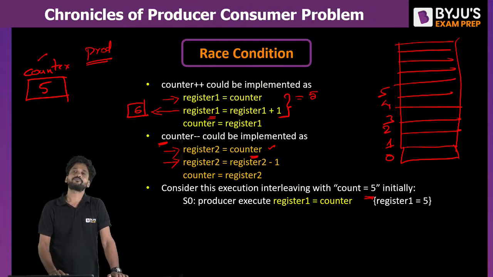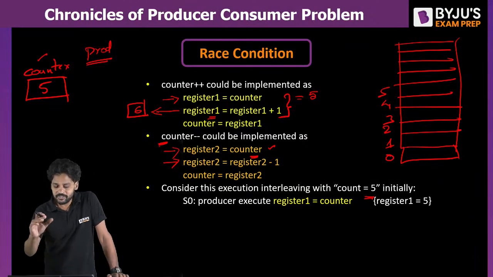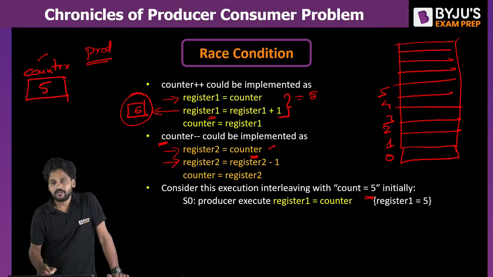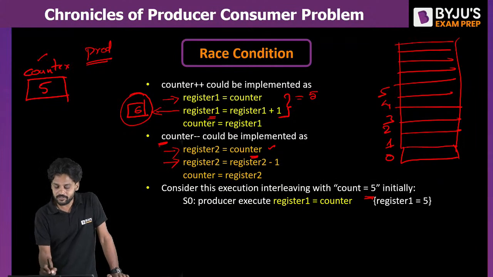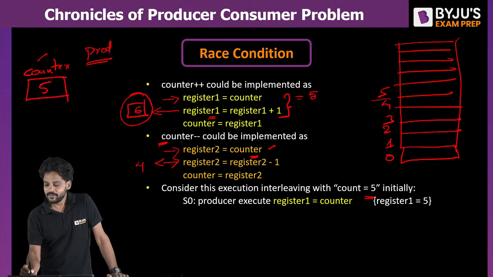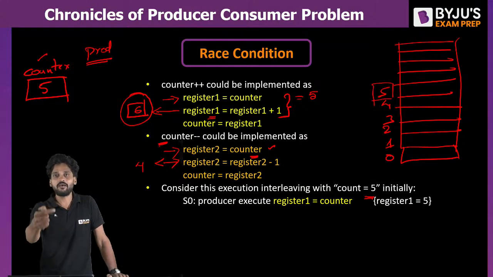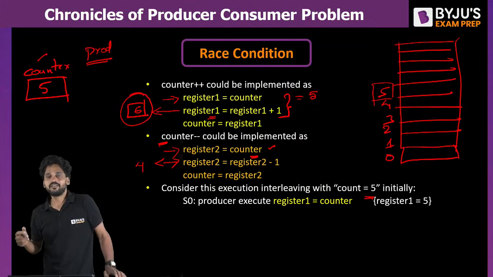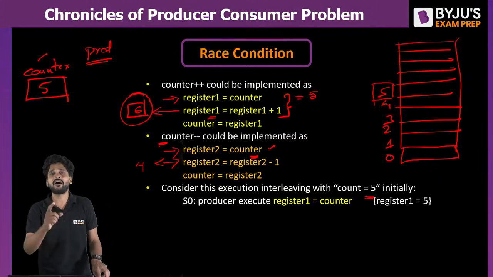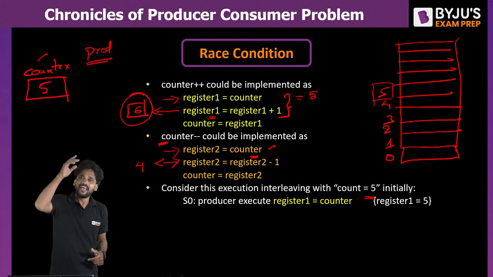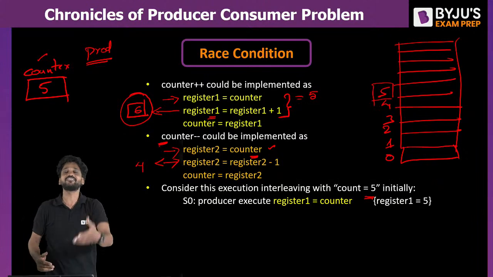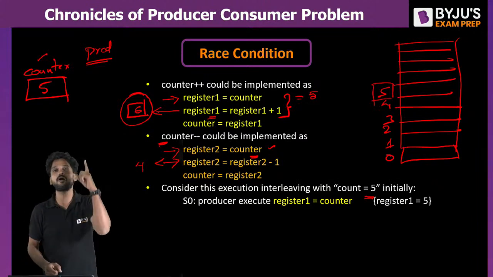Now let me tell you. The producer thinks that the counter value is equal to 6. The consumer thinks that the counter value is equal to 4. Register 2 value is equal to 4 right now. But starting from counter equal to 5, one addition happens and one removal has happened. The counter value should just be equal to 5, right? This is the problem. A variable is being updated inconsistently and incorrectly. This is the heart-thumping problem for an operating system.